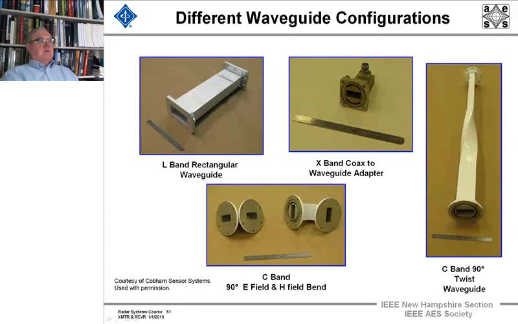Here's an L-band rectangular waveguide. Here we have its C-band, and E-field and H-field bends, so that you can bend it whether the field is in this direction or that direction. You can bend it 90 degrees. We can apply a twist of 90 degrees with this kind of waveguide. And then we have where we go from an X-band coax out to a waveguide adapter through this kind of a device.